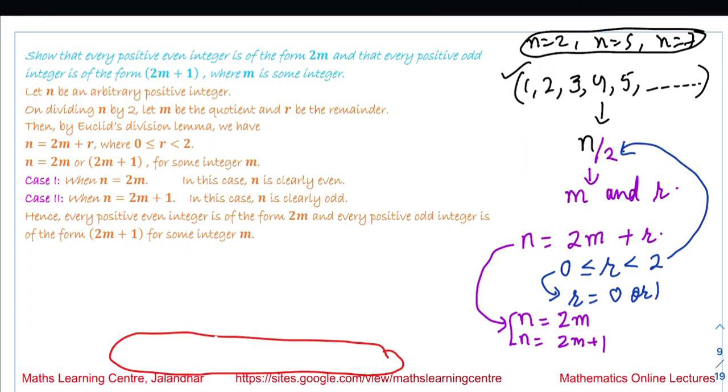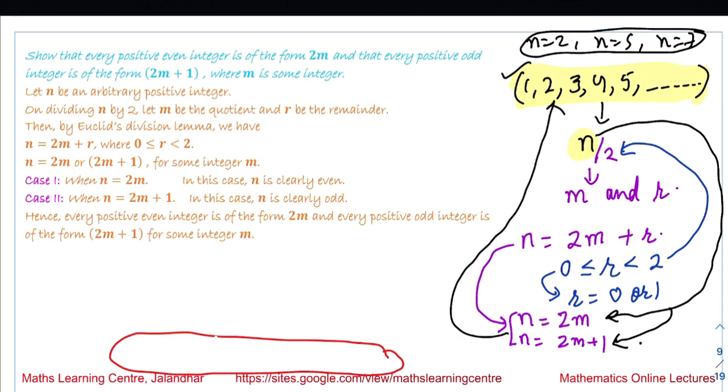So we are talking about this collection of all positive integers, and n is any arbitrary number out of these numbers. So n can be of two forms: either the form 2m or 2m plus 1. It means all these numbers can be written in two forms, either of the form 2m or of the form 2m plus 1. So what are the numbers of the form 2m basically?